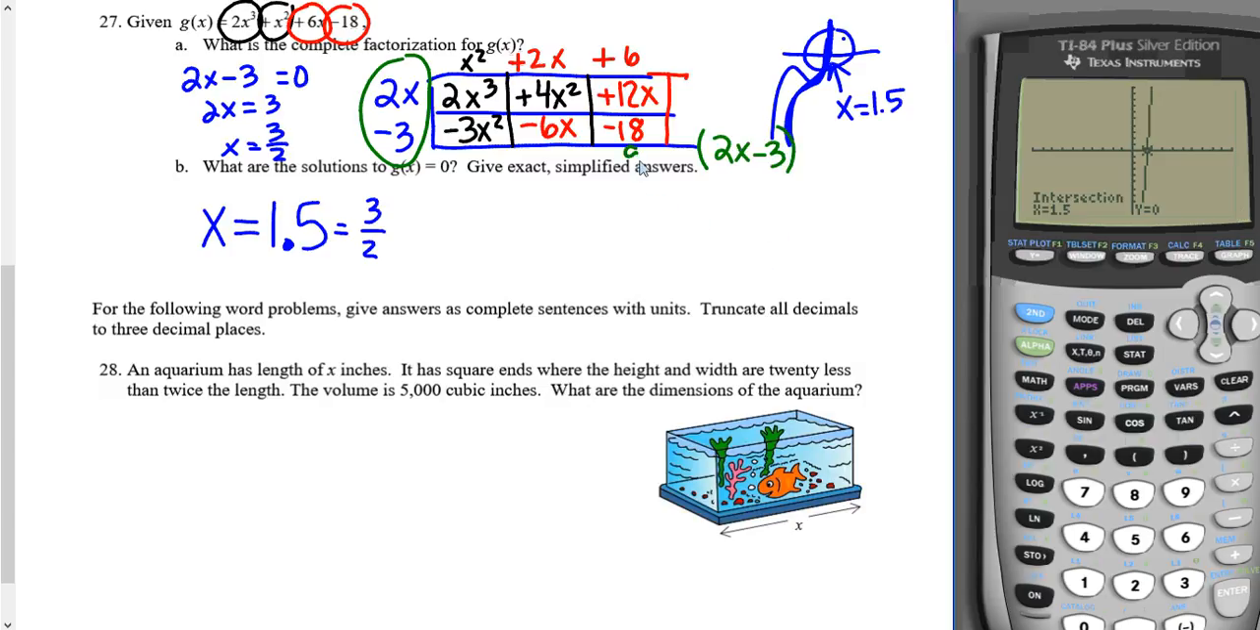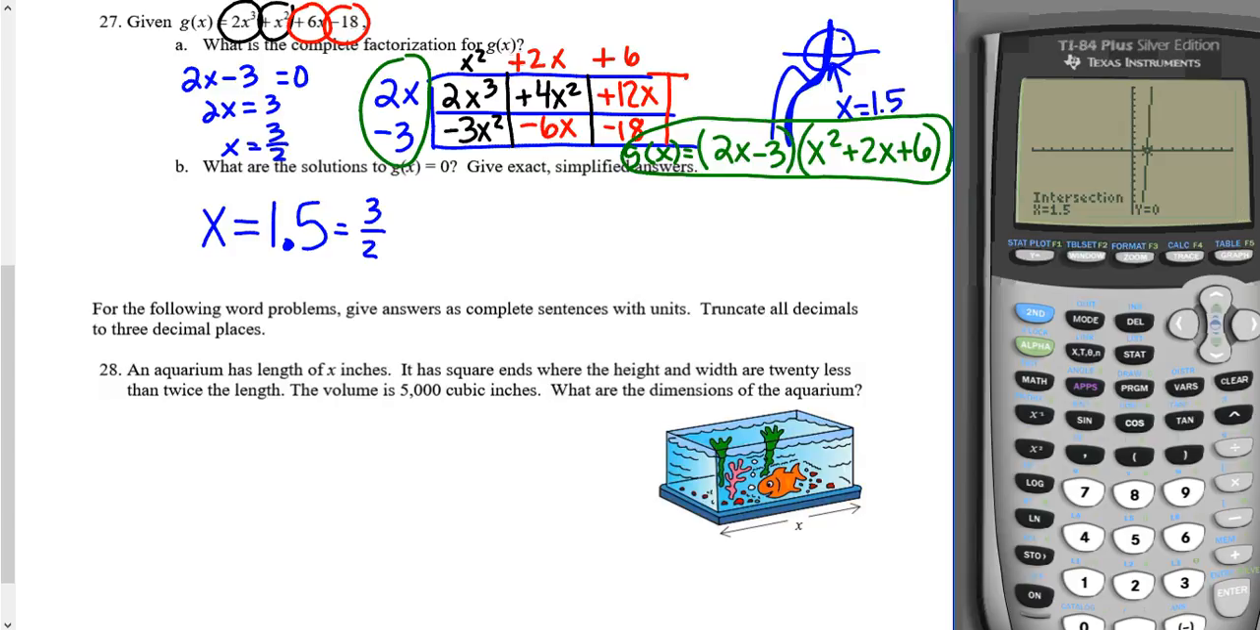So I'm going to put my g of x equals. I've got 2x minus 3, and my other factor is this up here, x squared plus 2x plus 6. I can try to factor that x squared plus 2x plus 6, but it's not going to factor. I know that because I didn't have any nice x-intercepts over here. So I'm guessing this thing's probably going to have some imaginary zeros.